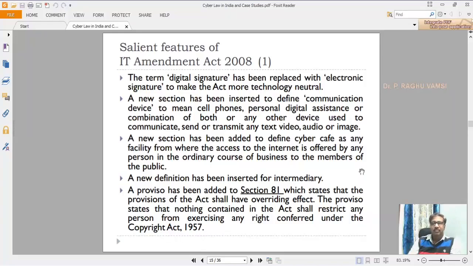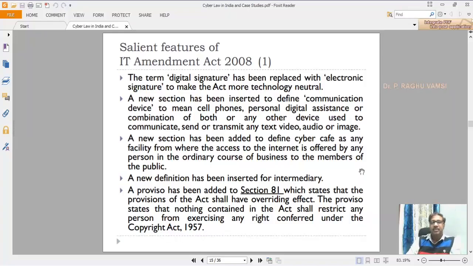That is what the modification made in the IT Act 2008 to define the communication device. A new section has been added to define cybercafe as any facility from where the access to the internet is offered by any person in the ordinary course of business to the member of the public. That means under the IT Act 2008, the cyber cafe, that means the internet centers, are also added as an intermediary. Okay. A new definition has been inserted for intermediary.